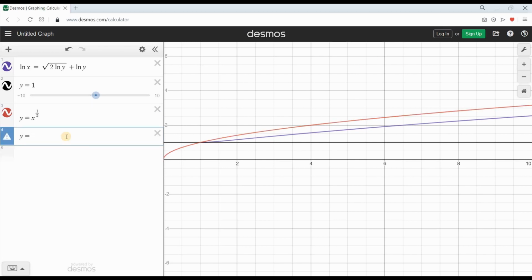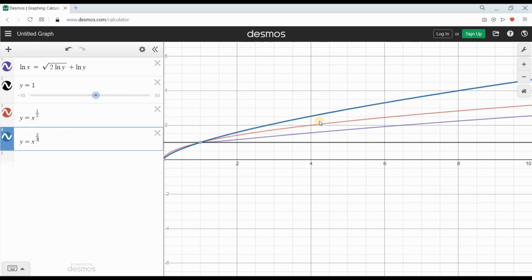And when time goes to 2 seconds, I get that y is equal to x to the power of 2 over 3, which is the bold blue line here. So the purplish line in the middle is the path line of the particle. The black, red, and blue lines are the streamlines of the flow at different times.